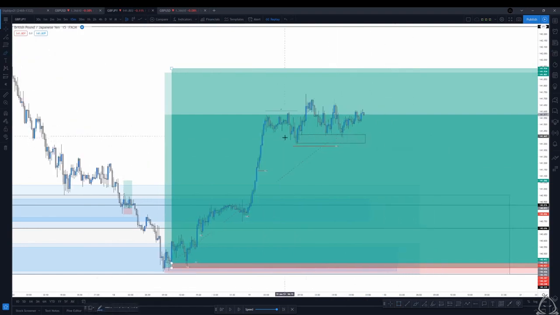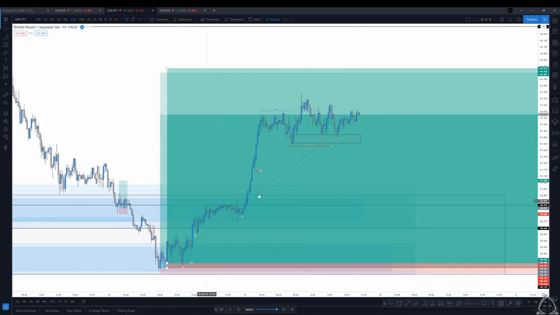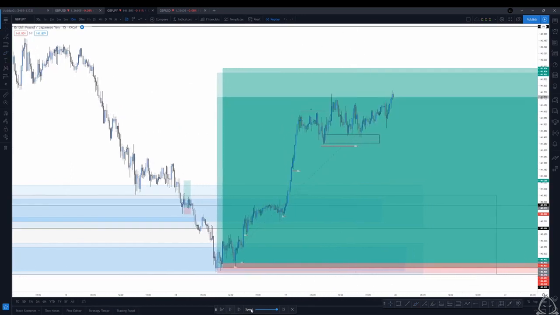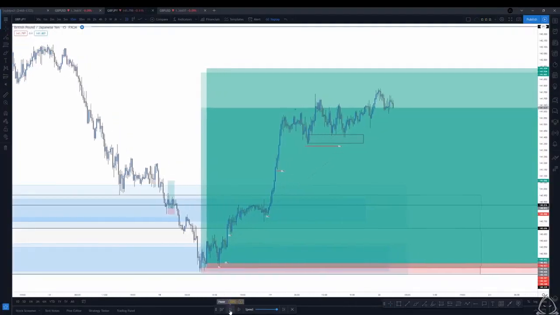The reason it's a point of interest is we see this impulsive move to the upside, we break structure, we take the liquidity, and now we've come back down to it. So we could look to take an entry right here. Although, again, we're very far into the range. We're close to our target, so we wouldn't necessarily want to do that. So we'll continue price on and we'll see what happens.